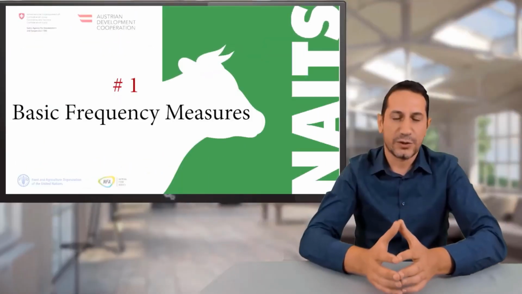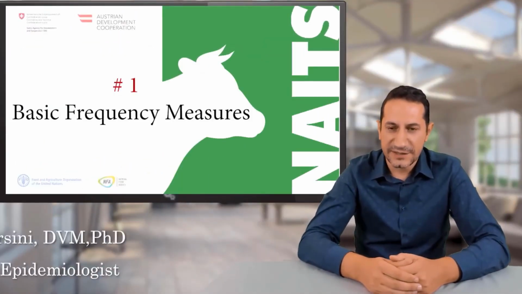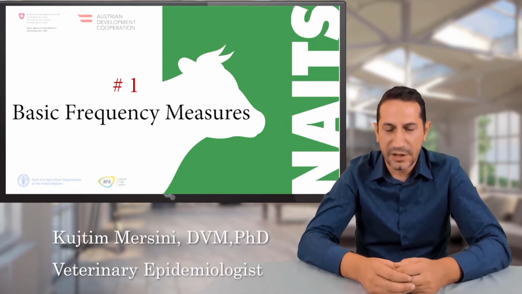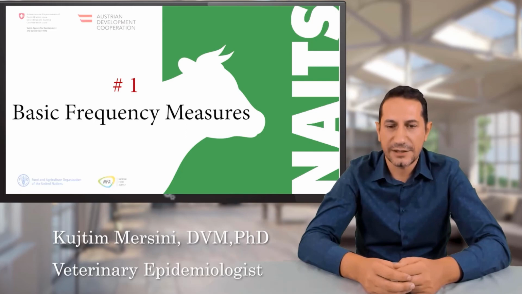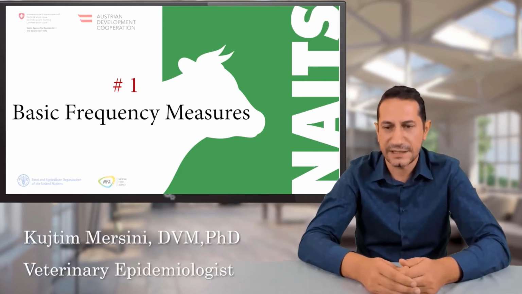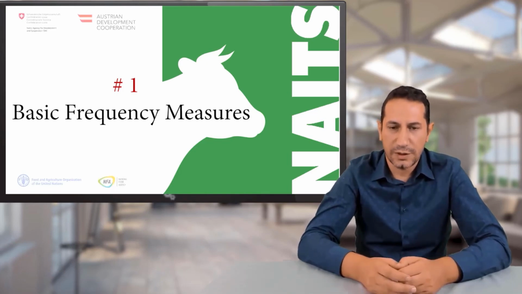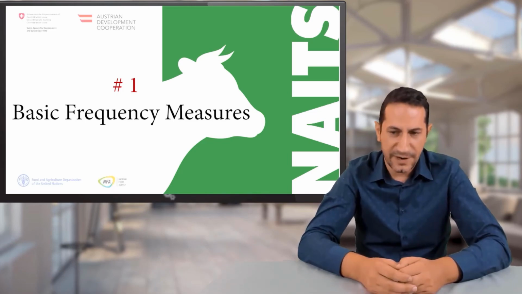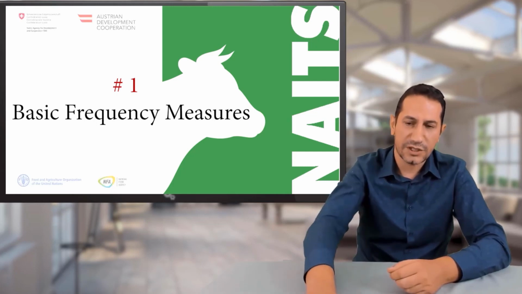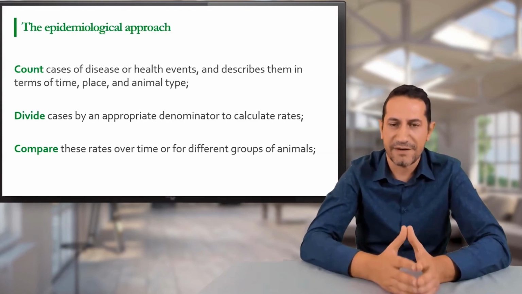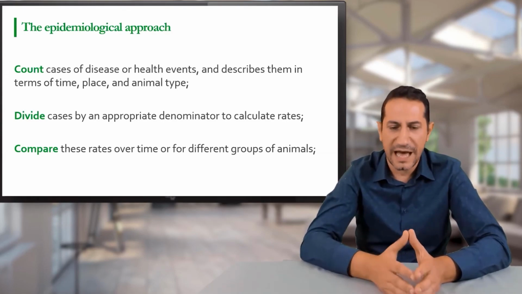Basically, what we are going to talk about today is measures of disease frequency. Normally, one of the major duties of veterinary epidemiologists is to measure the frequency of diseases and the burden of disease in populations. To do so, they use measures of disease frequency, which are basically incidences, prevalences, and other rates of interest.